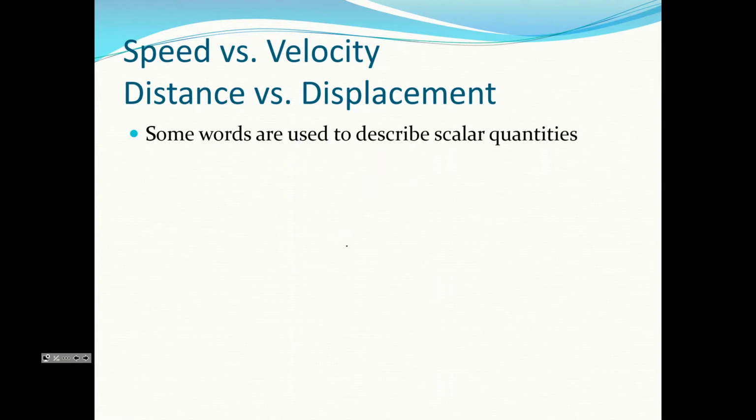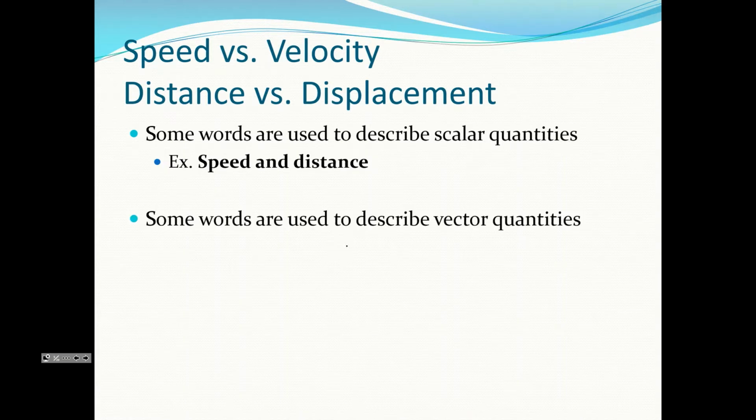Okay, so some words are used to describe scalar quantities. Speed is just how fast you're going. Distance is just how far you go. Some words are used to describe vector quantities. So if I want speed but with a direction, it's velocity, 10 meters per second east. If I want a distance but with a direction, I call that displacement.